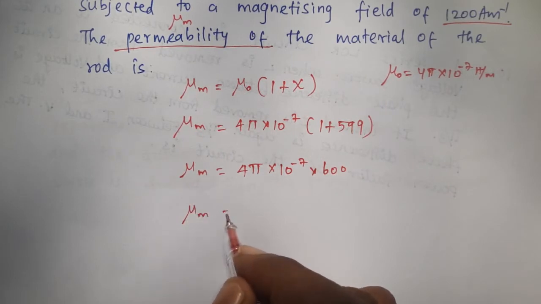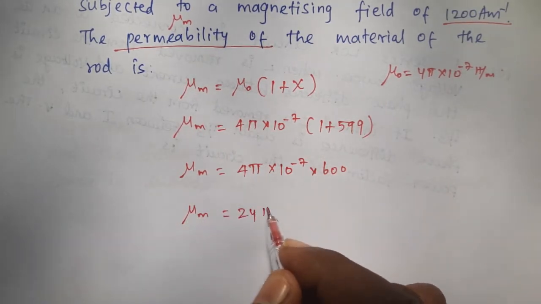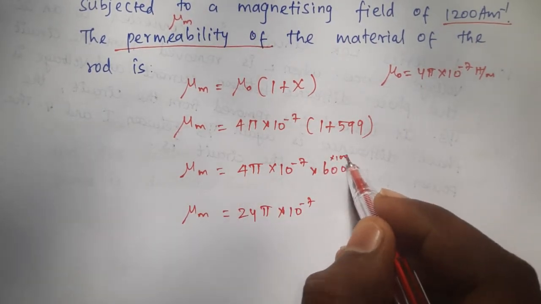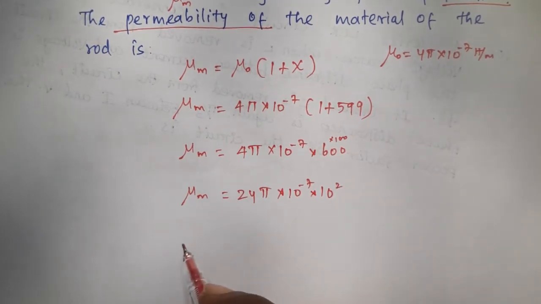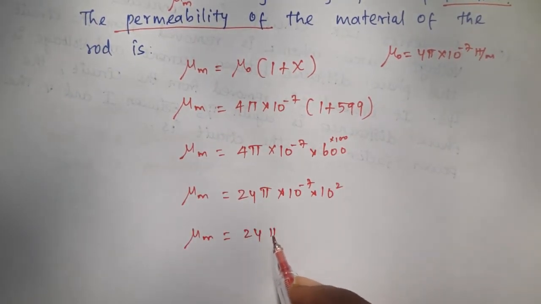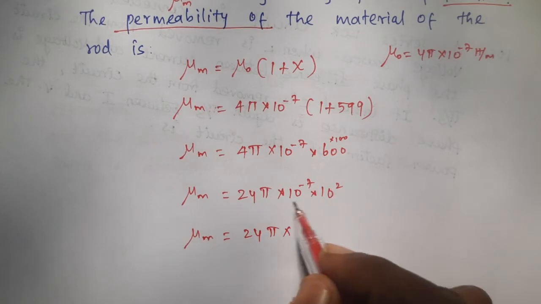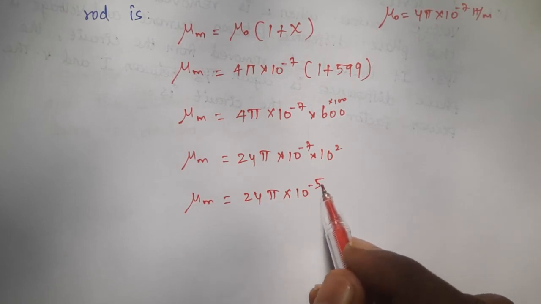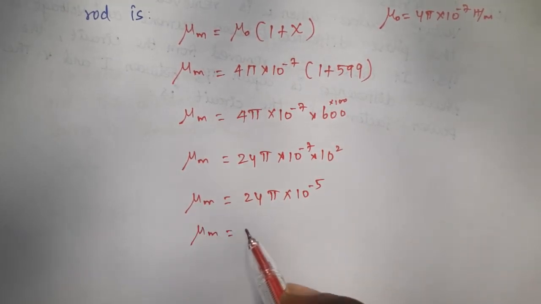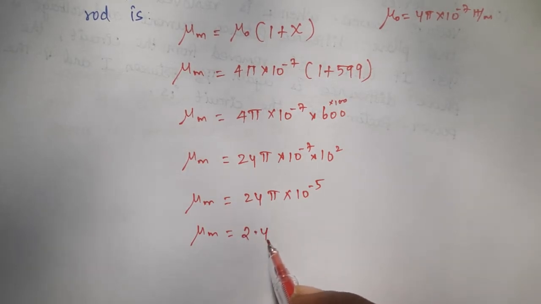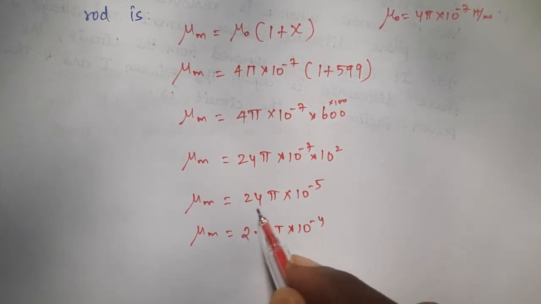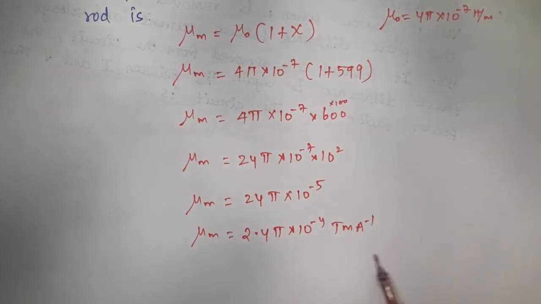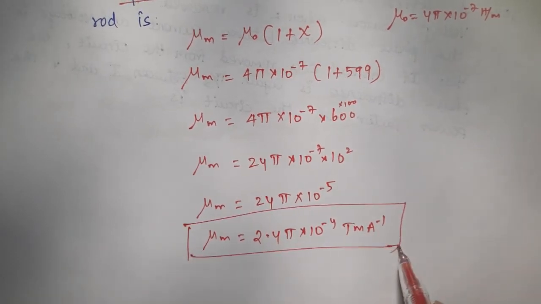Now mu m is equal to 6 fours are 24 pi into 10 power minus 7. This is 6 only multiplied, and here 100 is there. So 100 is 10 square. Then mu m is equal to 24 pi into 10 power minus 1 plus 2. If you simplify, we'll get 10 power minus 5. But in the option 10 power minus 4 is there, so you have to convert. Mu m is equal to, if you keep the point here, 2.4 pi into 10 power minus 4. If you keep the point here, the power will be reduced by 1. The unit is Tesla meter ampere power minus 1. This is the answer for 106.